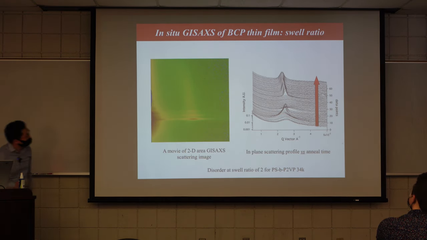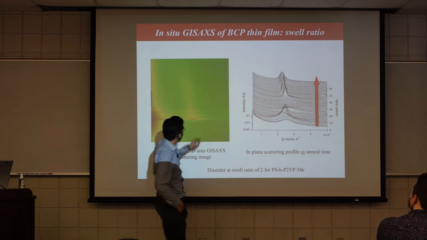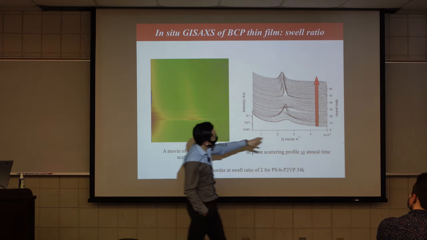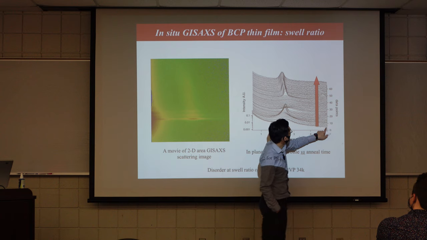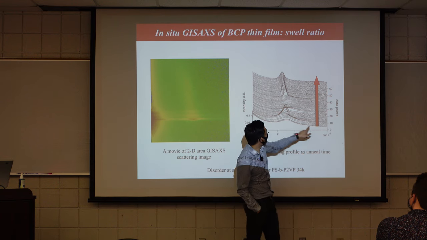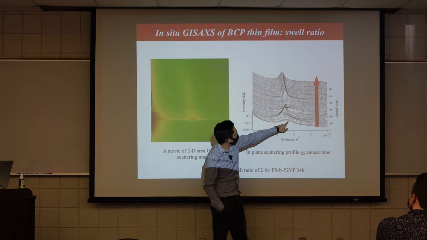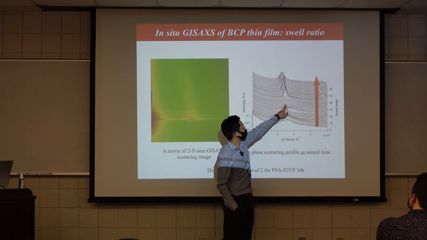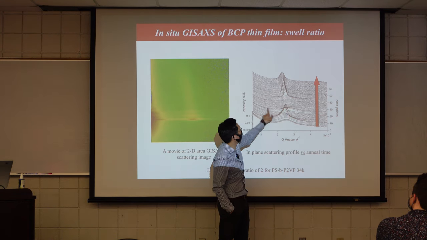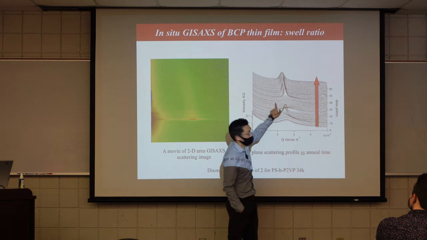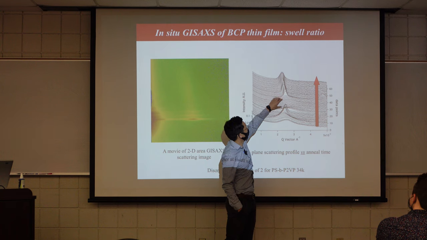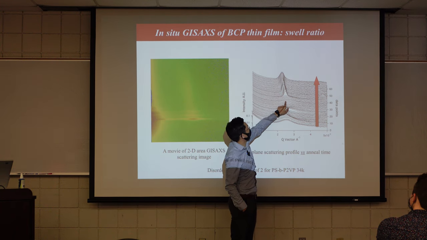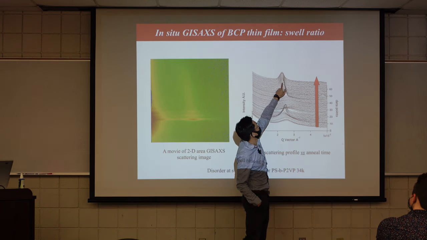Okay, this is the example. Actually, the movie didn't play, but if you look at when we swell, this time we swell much more. We have initial ordering like we showed before, and the more we swell, the more order we have. Then it will cross the order-disorder transition. Then all of a sudden in the swollen state, you don't have any peaks anymore. And when we start to take solvent out, we do the reverse and you start to see the peaks come back again.